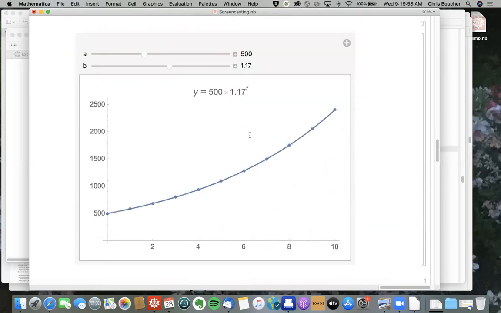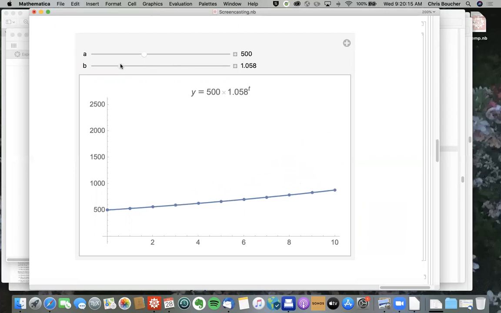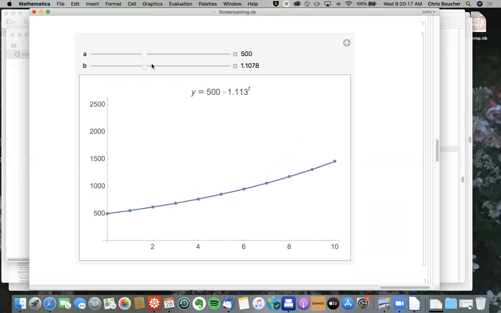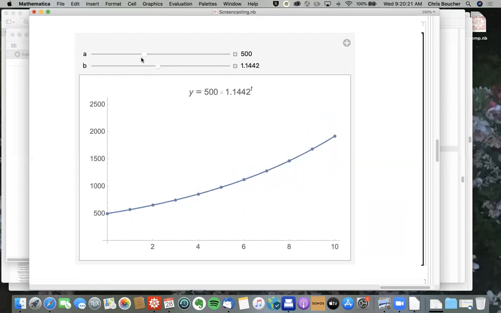So here I have an exponential model where the initial quantity is 500 and it grows by 17% per time unit, right? So the growth factor is 1.17. So if I turn down the growth factor, you can see that the curve moves down. It doesn't grow as quickly, right, as I decrease the growth factor. And conversely, as I increase the growth factor, the growth gets more rapid.